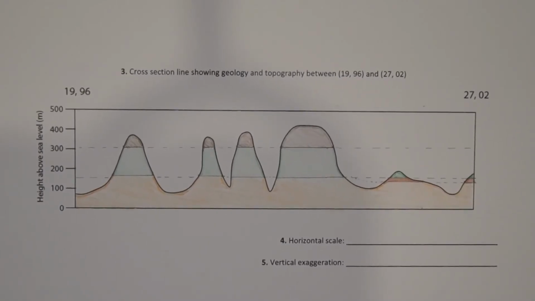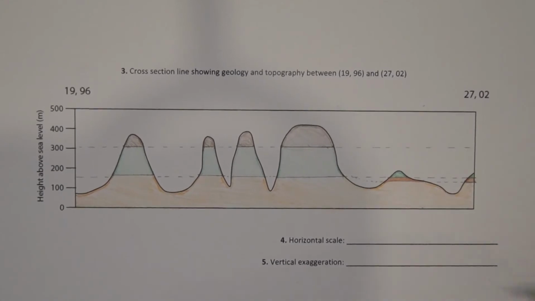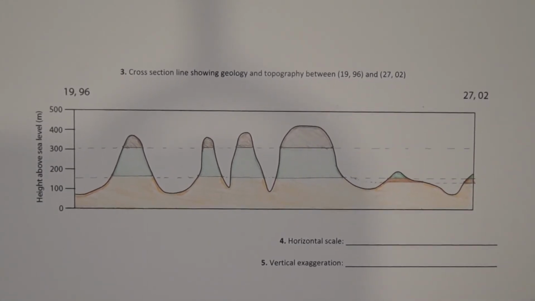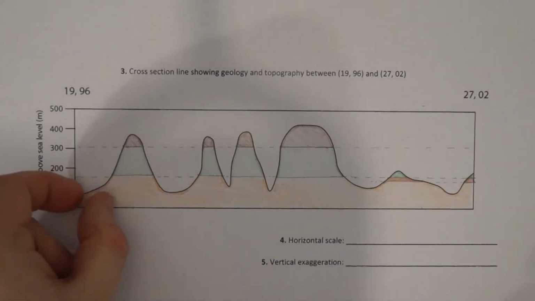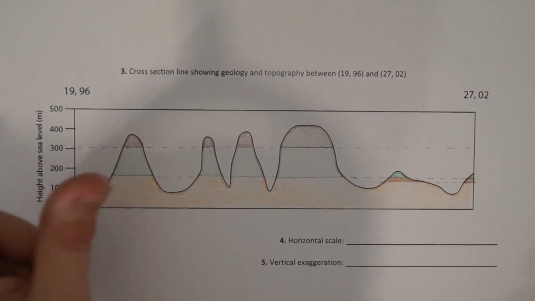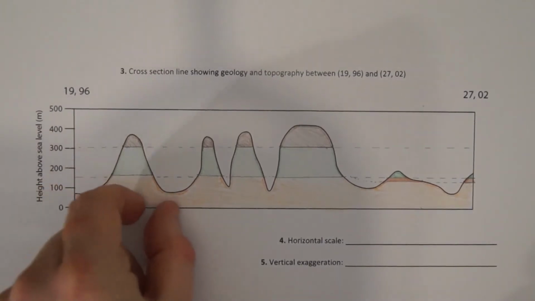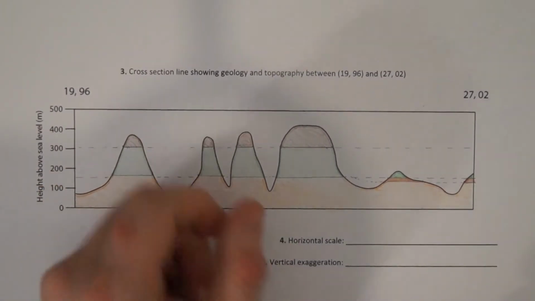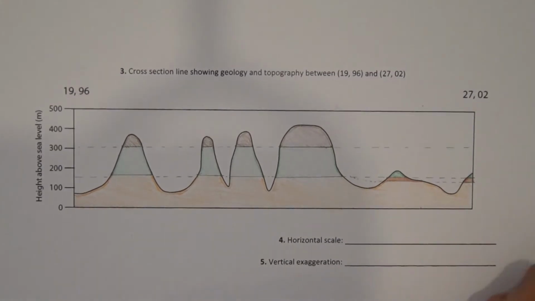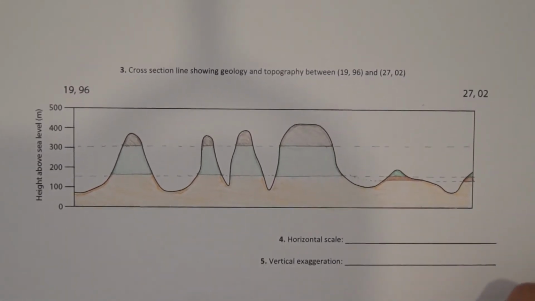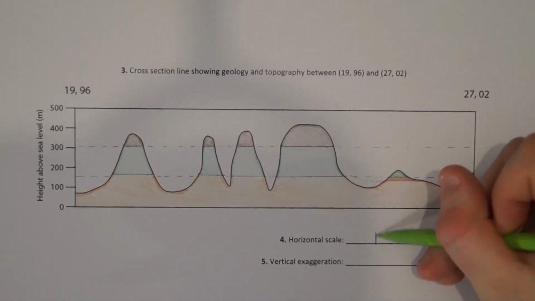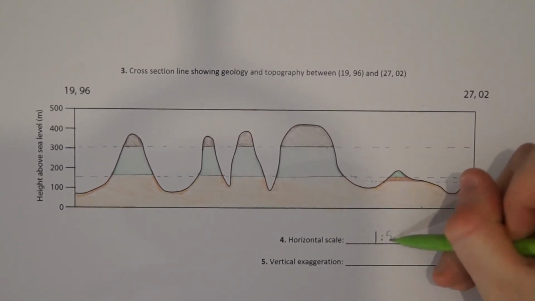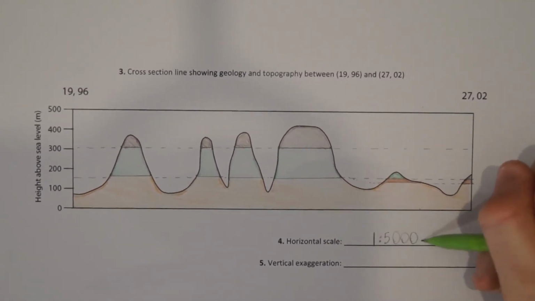So our map, if you were to look at the base of the map, you could see that the scale is written as 1 to 50,000. So every unit, however long that unit is on a map, so for instance every centimetre on our cross section in the horizontal scale is equal to 50,000 centimetres in real life. So our horizontal scale for our cross section then is simply 1 to 50,000.